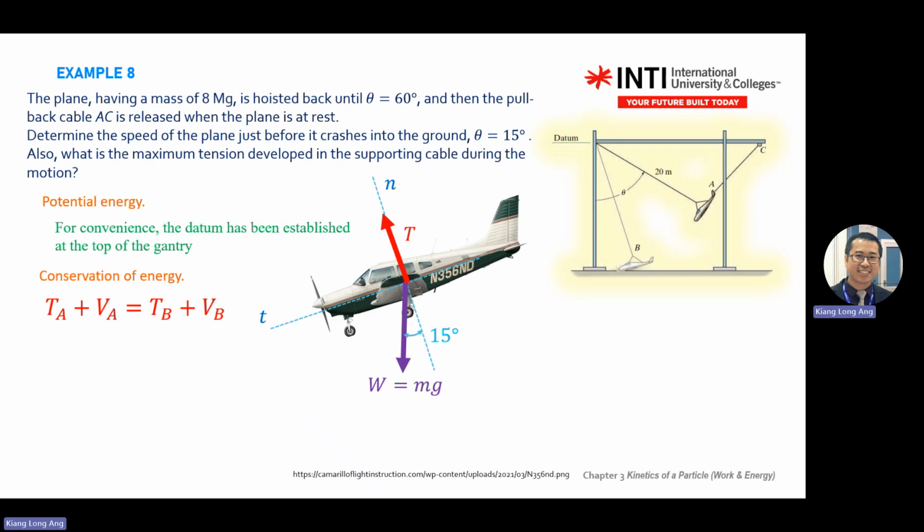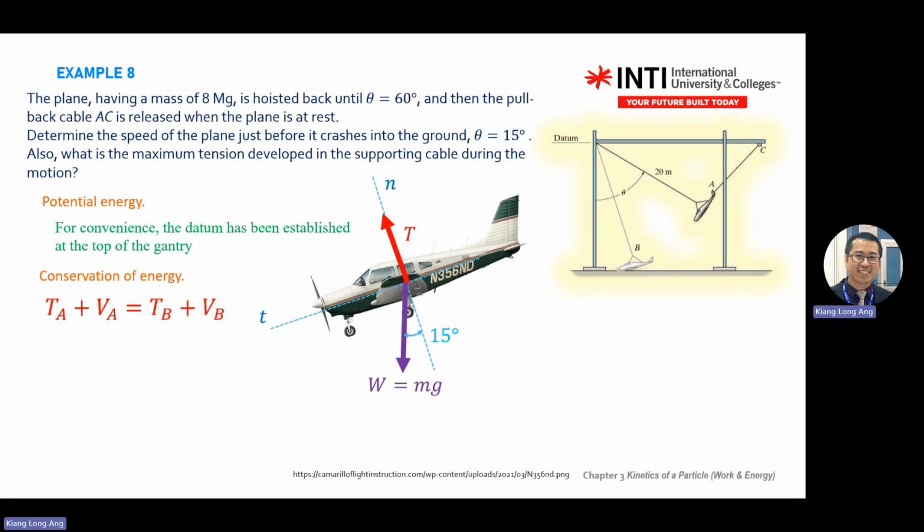All right. Now, how do we know we can use conservation of energy and not the principle of work and energy? Even though you use the principle of work and energy, you still can do it. But why do we remove the non-conservative work? Why?